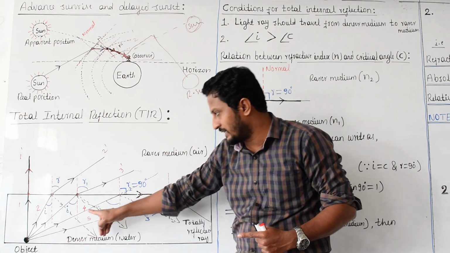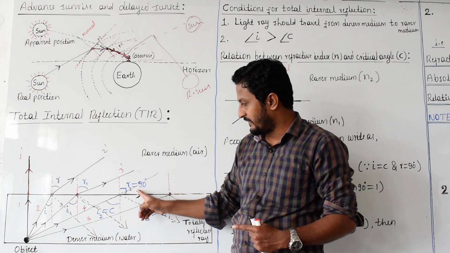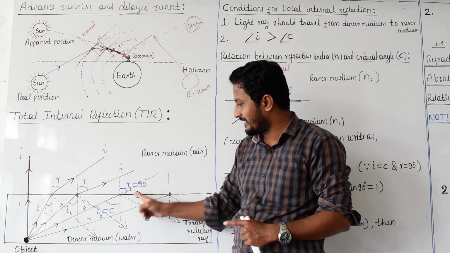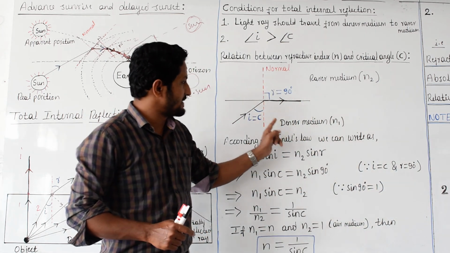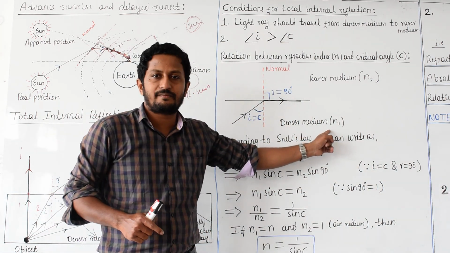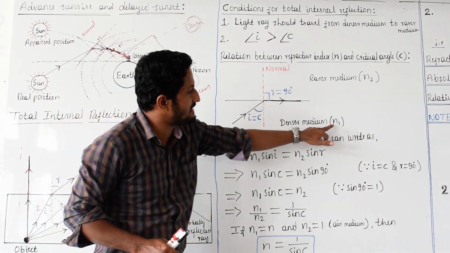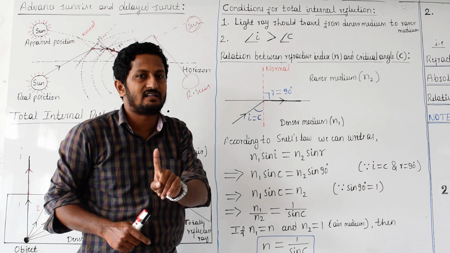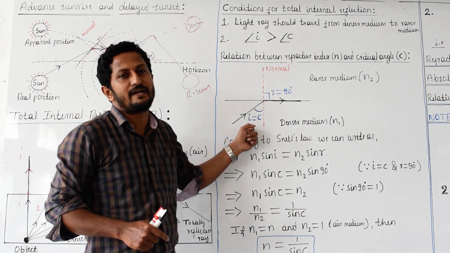This one, fourth light ray. For this angle of incidence, the angle of refraction becomes 90 degrees. This incidence I have drawn here. See there, the denser medium. This is the denser medium. Their refractive index I have taken as N1. N1 is the refractive index of this denser medium.